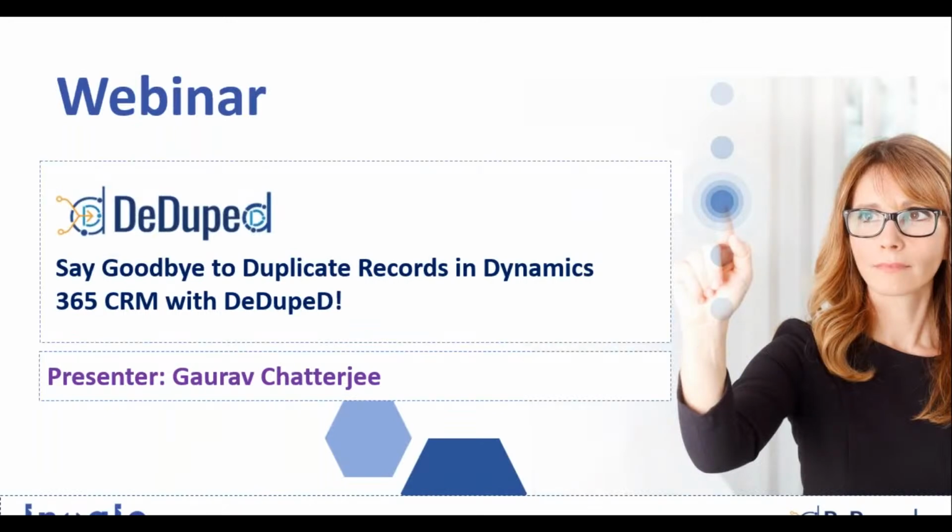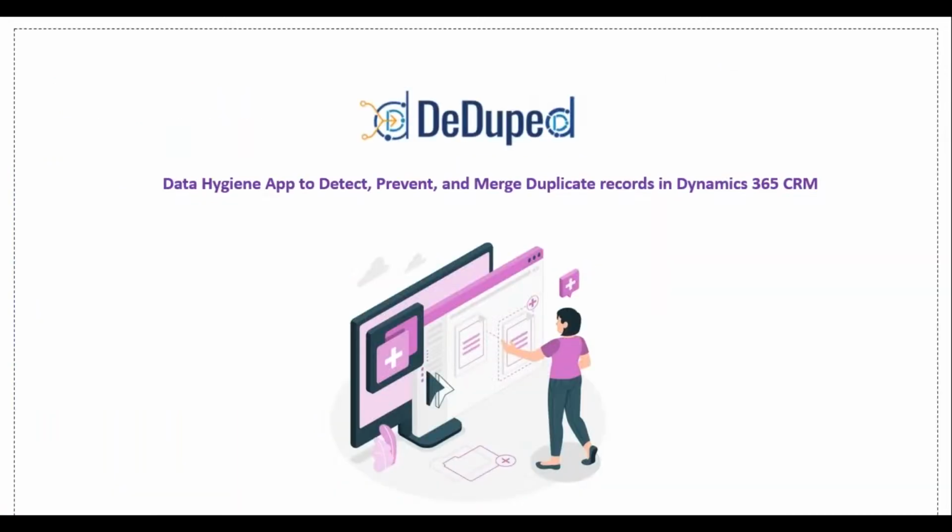Thank you for joining the session today. I, Gaurav Chatterjee, a project manager at Inogic, bring you one of our latest offerings from our product portfolio, DeDupeD. DeDupeD is a data hygiene app to detect, prevent, and merge duplicates in your CRM. This will not only ensure, but will also make it easy for you to maintain data sanity in your CRM instances.